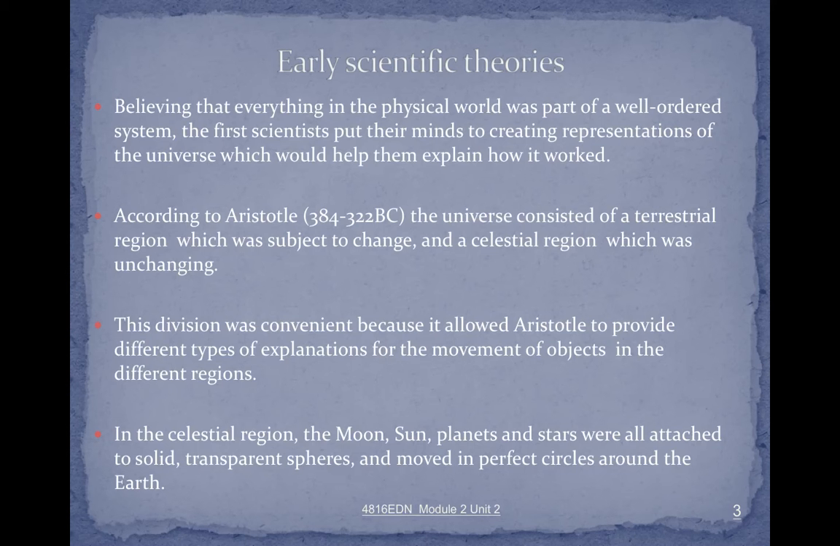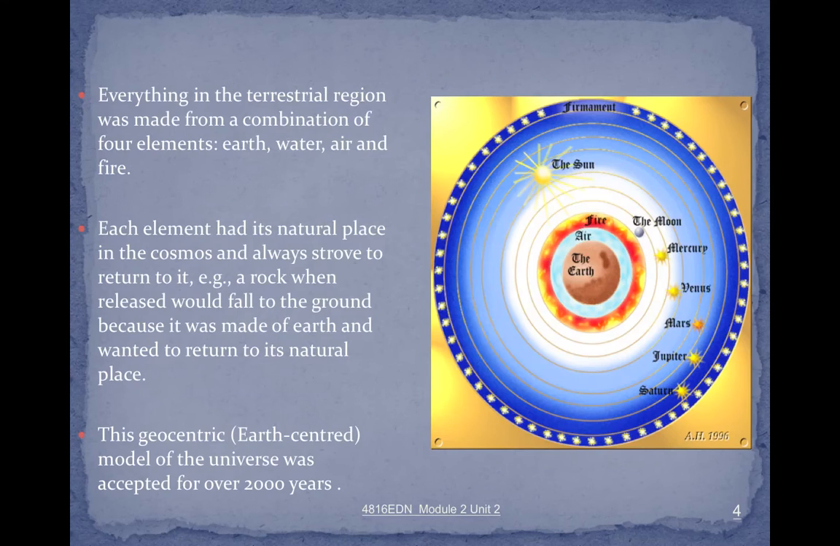The division was convenient because it allowed Aristotle to provide different types of explanation for the movement of objects in the different regions. In the celestial region, the moon, sun, planets and stars were all attached to solid transparent spheres which moved in perfect circles around the Earth. Now again, it seems quite bizarre to us now, but back then you have to put your mind back to what evidence was available for these people to make their conjecture.